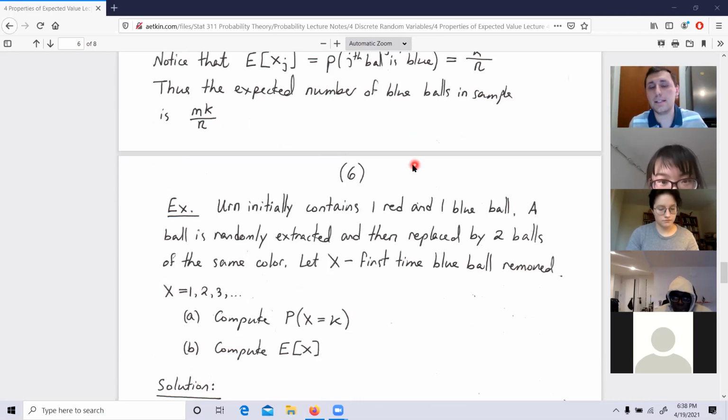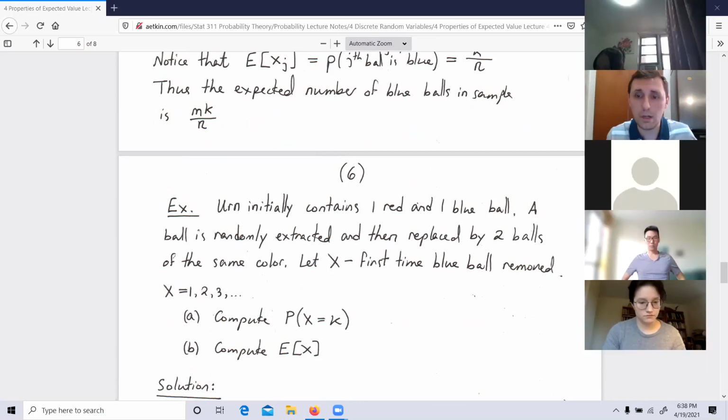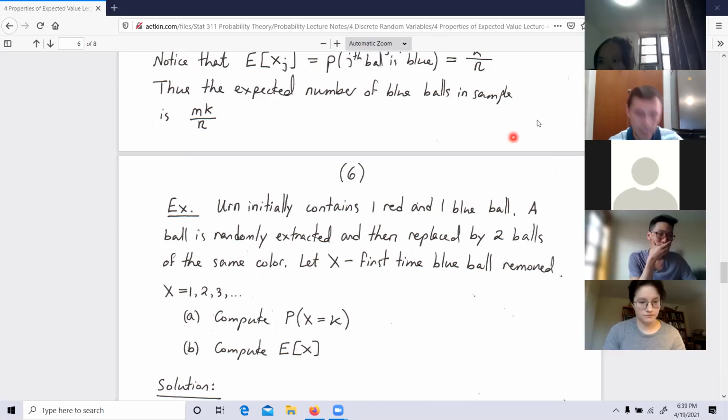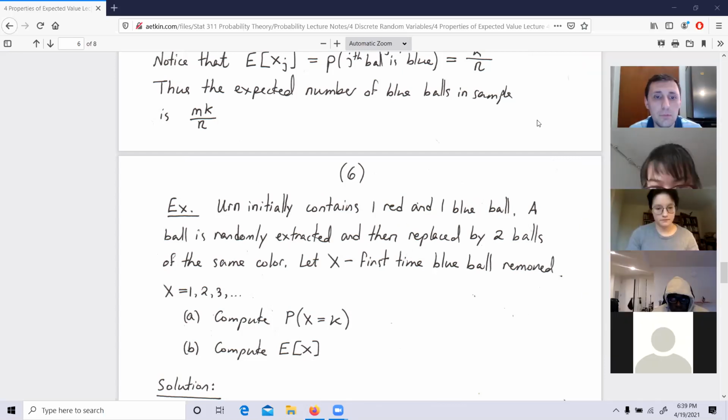So here is the next example, guys. Let's see how we do in this situation. An urn initially contains 1 red and 1 blue ball. A ball is randomly extracted and then replaced by 2 balls of the same color. So we have 1 red and 1 blue. We extract 1 and replace by 2. Okay. And then we have the following situation.